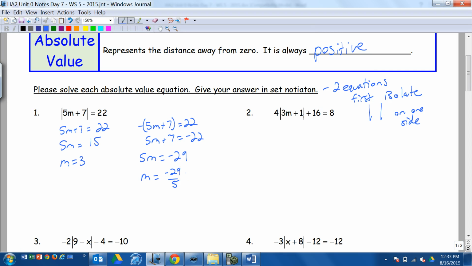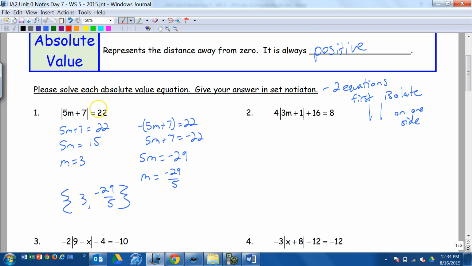Now, since absolute values have domains of all real numbers, these are both real numbers. So we would say, set notation, these are both solutions that would work. If you plug them back in, you will get a 22 for your final answer. So they both go into the brackets.